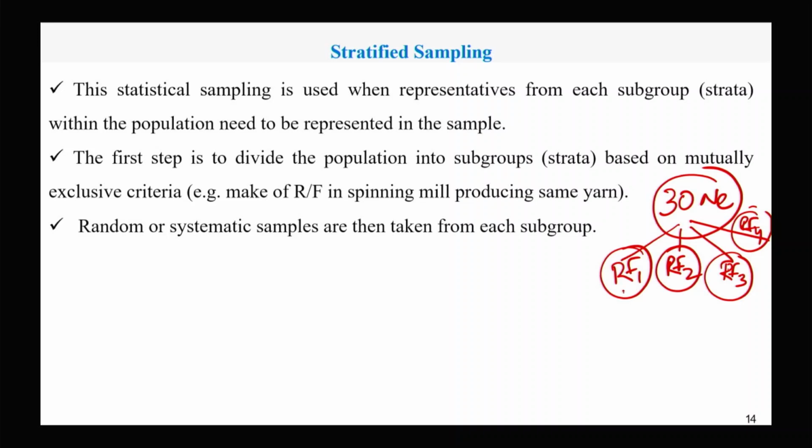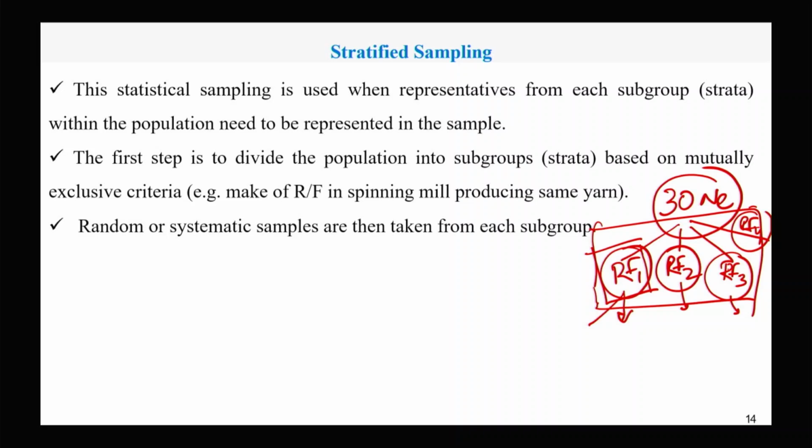Suppose in ring frame 1 we are selecting the bobbins, ring frame 2 will be selecting. So this stratified sampling we will be doing. We will have some logic. But after that, when we have selected ring frame 1, we have to take the sample from ring frame 1. Here we have to use the random or systematic sampling.